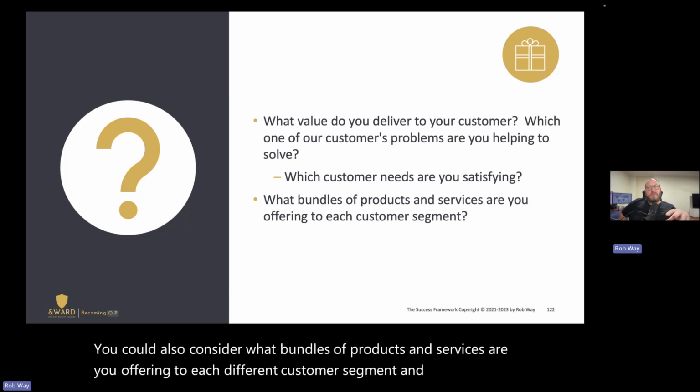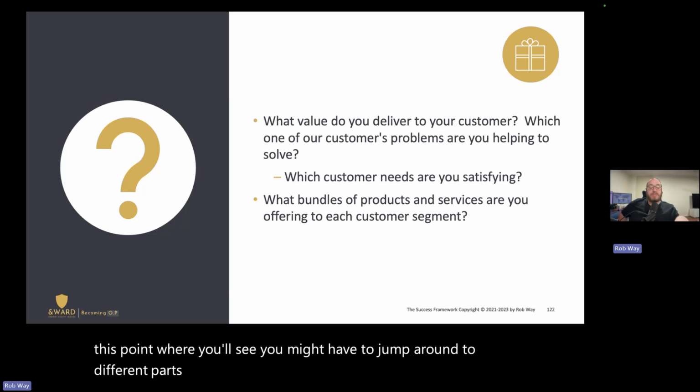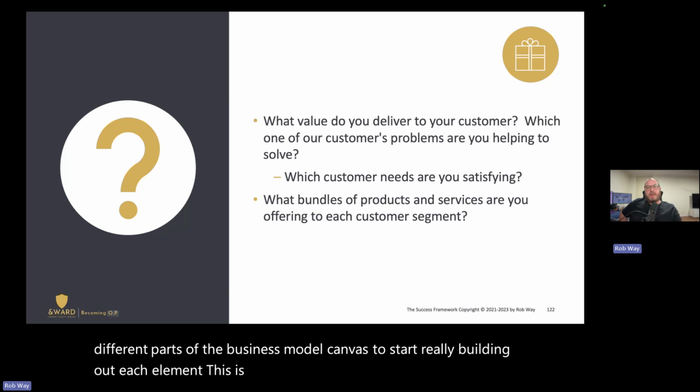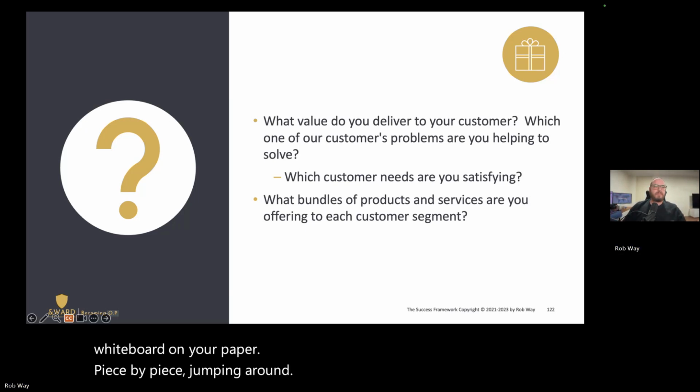And it's at this point where you'll see you might have to jump around to different parts of the business model canvas to start really building out each element. This is definitely not a sequential activity. This is produce your business model canvas on a whiteboard, on your paper, piece by piece, jumping around.